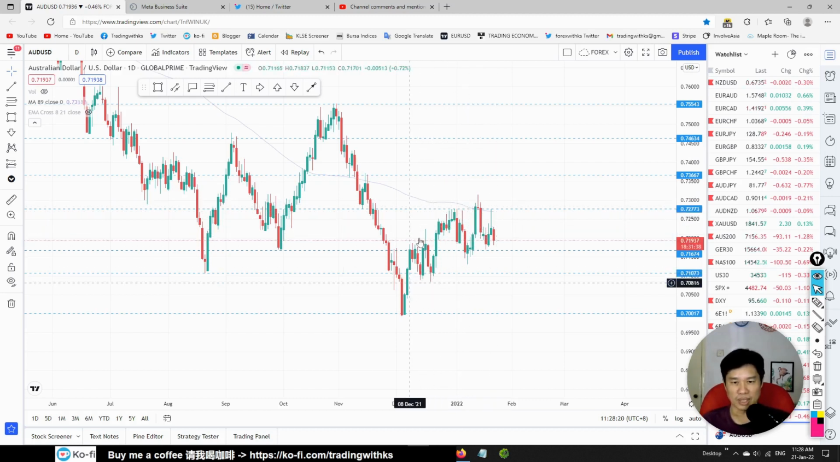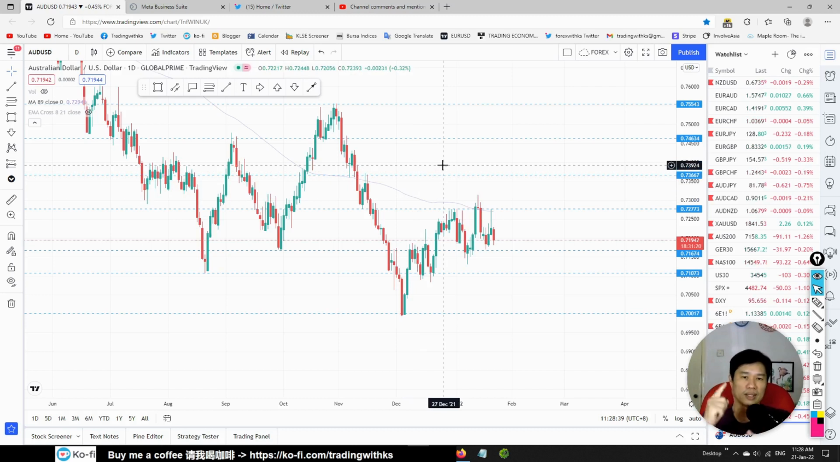I look at the structure, but for the longer term I will look at this 89. This reminds me that the weekly structure is still a downtrend. Therefore there is a sell opportunity around the 89 moving average. That's it for today. Maybe next week I'll talk a bit more about some other strategies that I use.